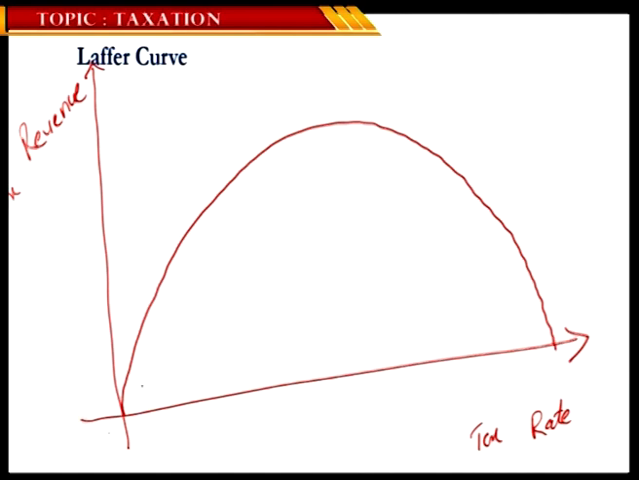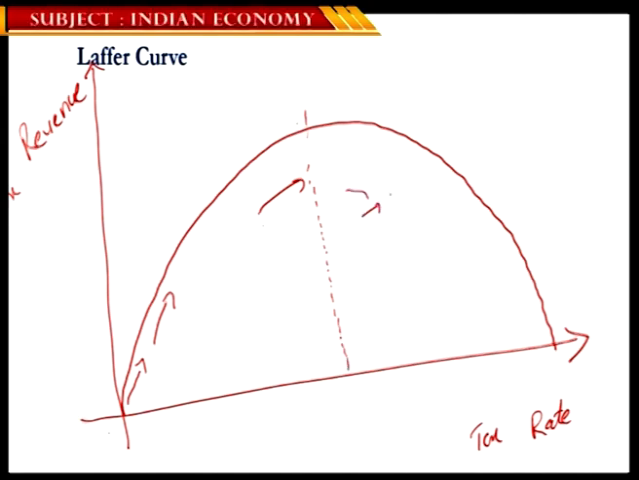What he says is, initially when the tax rate keeps increasing, the tax revenue keeps increasing. But beyond a certain extent, if you keep increasing the tax rates, beyond a certain threshold the tax revenue keeps decreasing, because at very high tax rates, people would not be happy paying taxes, and that's how the tax revenue keeps coming down. That's the most important part.